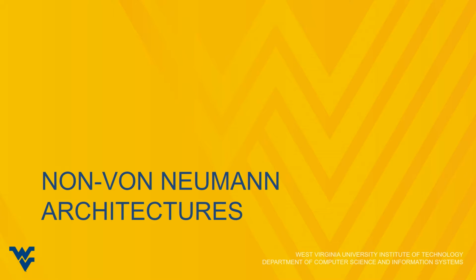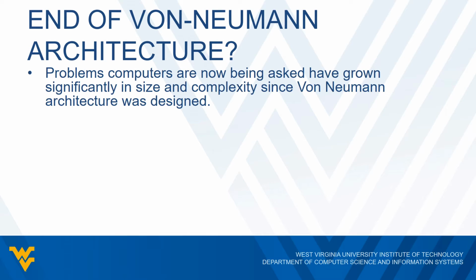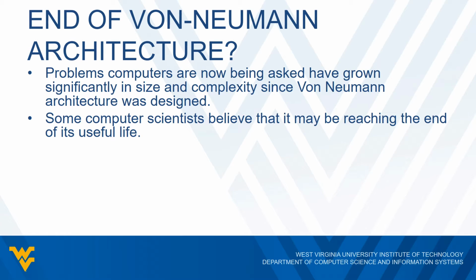We're now going to introduce some architectures that are different from the typical von Neumann architecture. Now, the von Neumann architecture has served the field very well for over 60 years, but now we're starting to see problems that are a lot larger in size and complexity since when the architecture first came out. Think about the problems that we face nowadays. They're much larger and more complex than the types of problems that were being encountered back in the 1940s. And because of this, there are some computer scientists who believe that the von Neumann architecture may be reaching the end of its useful life.